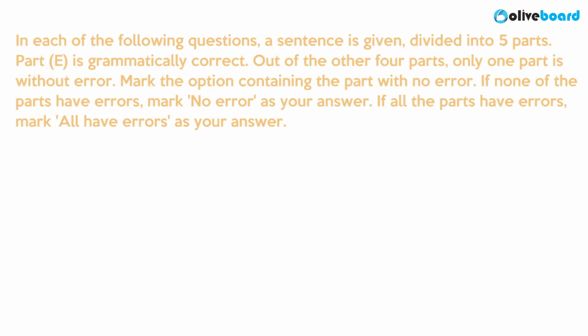The first question here is of error spotting. Here, a sentence has been divided into 5 parts. The last part in bold is correct as it is. Now, out of the remaining 4 parts, there's only one part which is without error. मतलब सिर्फ एक ऐसा पार्ट है जिसमें गलती नहीं है, बचे हुए तीनों में शायद गलती है. We have to pick the option जिसमें गलती नहीं है. If all the parts have error, then we'll pick option E.